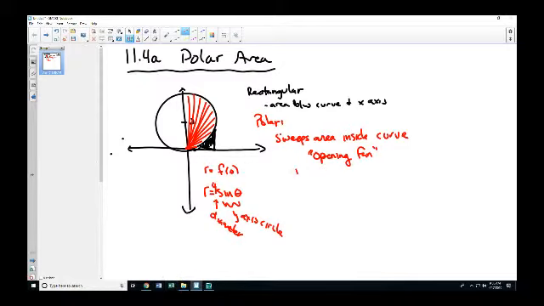The formula is 1/2 the function squared. So 1/2 r squared, right? The radius is squared. Very similar. It doesn't have the pi because not every one of these is a circle, but that's your formula for polar area. It's alpha to beta because we're in kind of a trigonometry mindset now, and we want to distinguish it from rectangular coordinates.